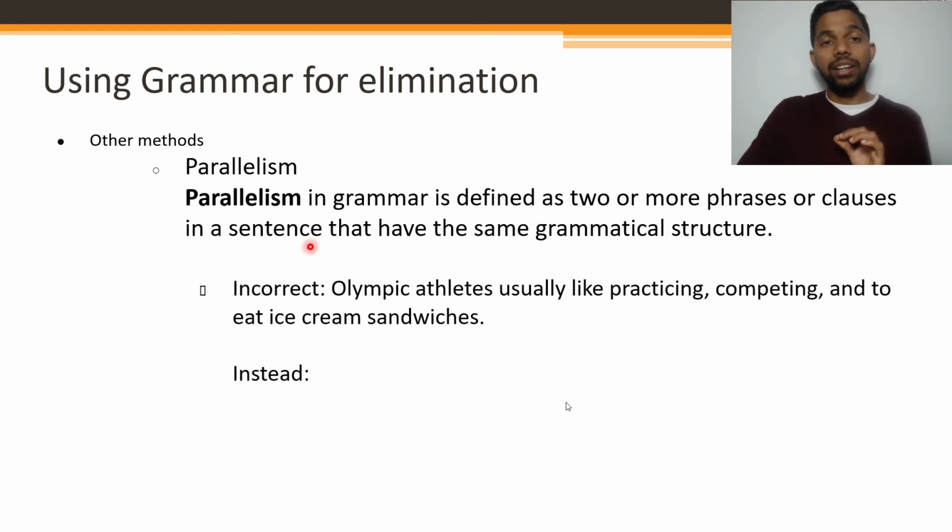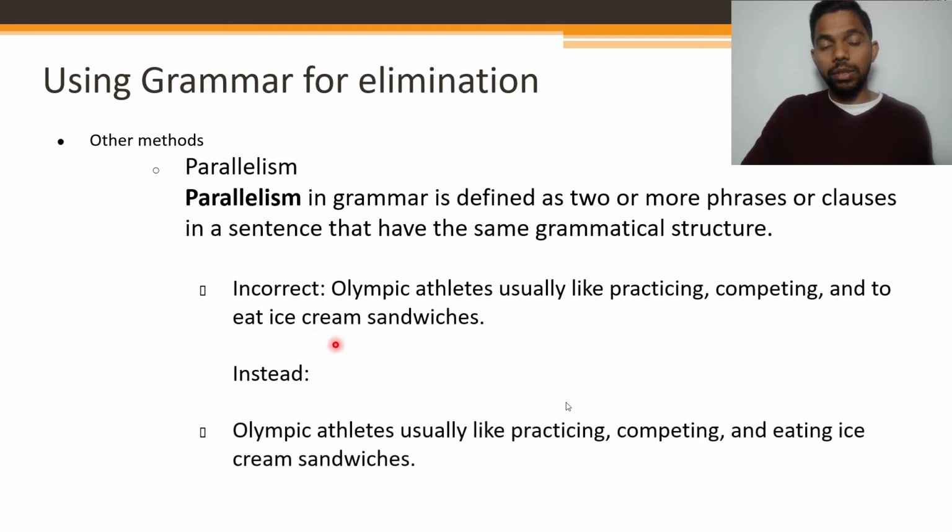One is called parallelism, where two or more phrases or clauses in a sentence have the same grammatical structure. I'll give you an example to explain this to you. So this sentence: Olympic athletes usually like practicing, competing, and to eat ice cream sandwiches. There's one part of this that is incorrect, and that is to eat ice cream sandwiches. So instead, the correct form is: Olympic athletes usually like practicing, competing, and eating ice cream sandwiches.